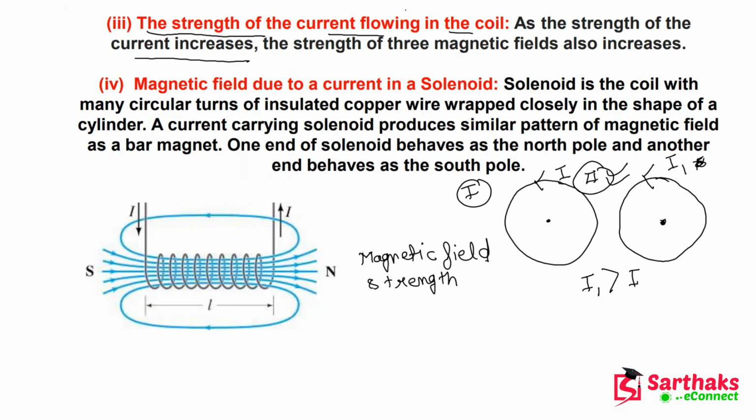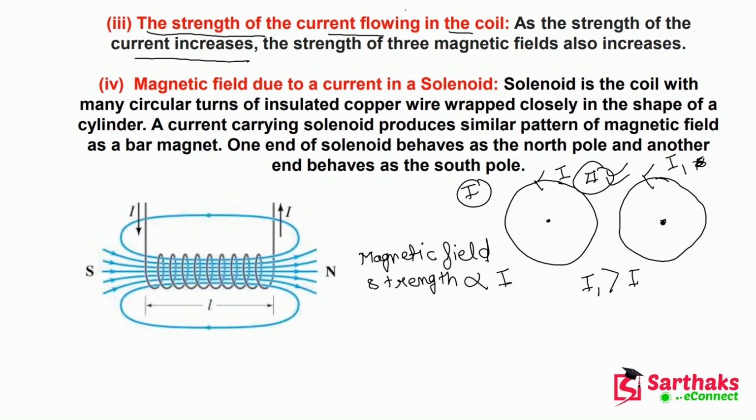Let me tell you: how much force a magnet feels or experiences is shown by the magnetic field strength. If the magnetic field strength is higher, then the magnet will experience more force. But if the magnetic field strength is lesser, then it will experience less force. So I hope you get this point. Now guys, the magnetic field strength is proportional to the current.